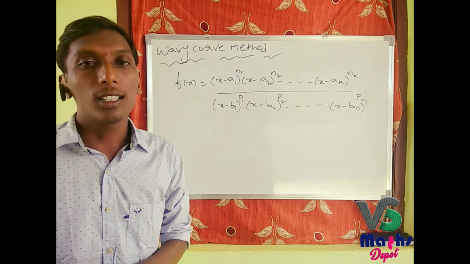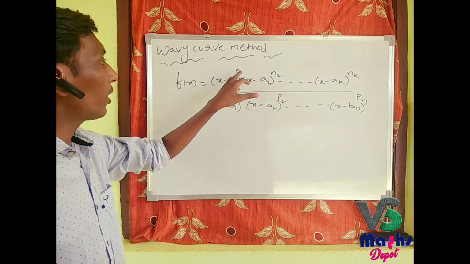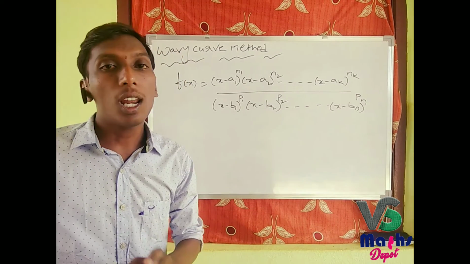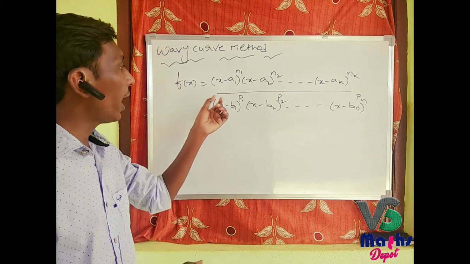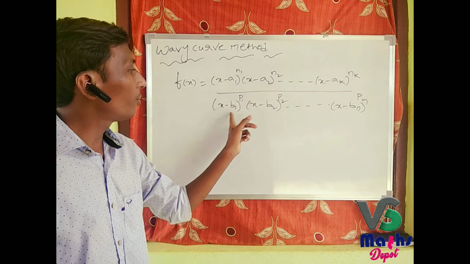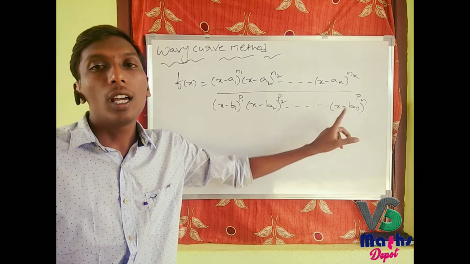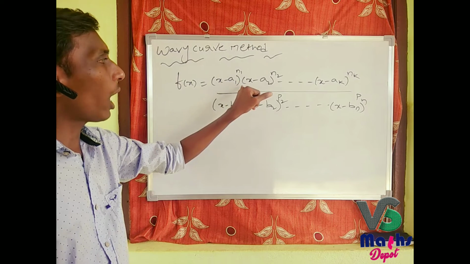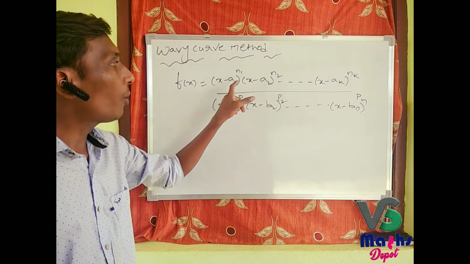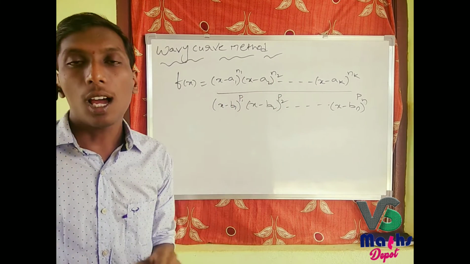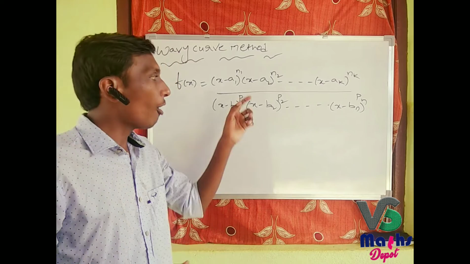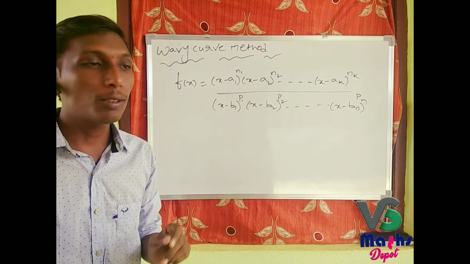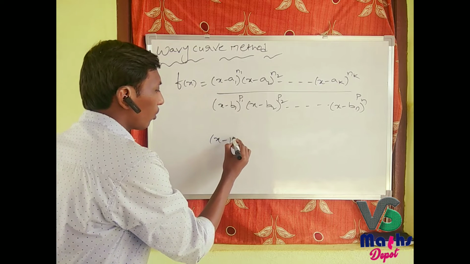In this method, the procedure is like this. The powers n1, n2, nk and p1, p2, pn are all natural numbers, and a1, a2, ak and b1, b2, bn are all real numbers. From this, first of all, we have to take the odd power factors of the numerator and denominator. Odd power factors means, suppose (x minus 1) whole cube.